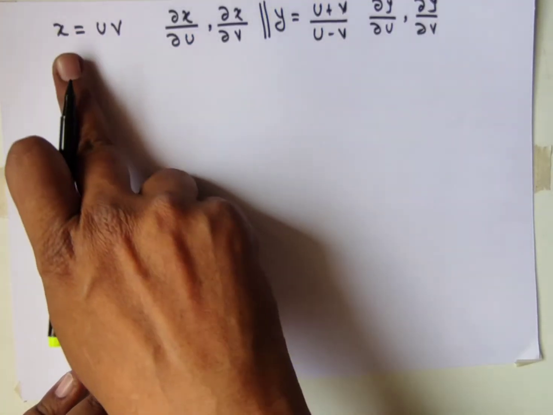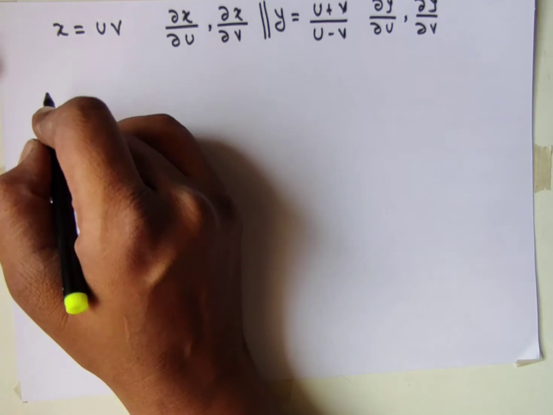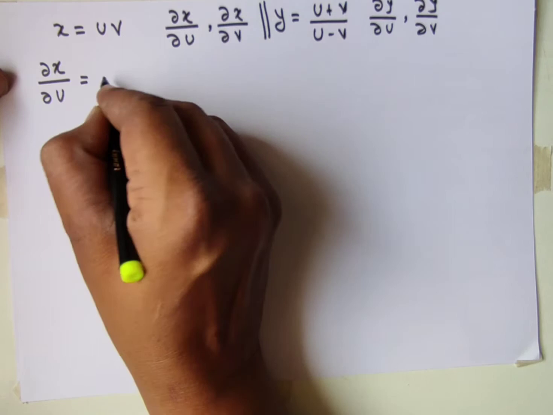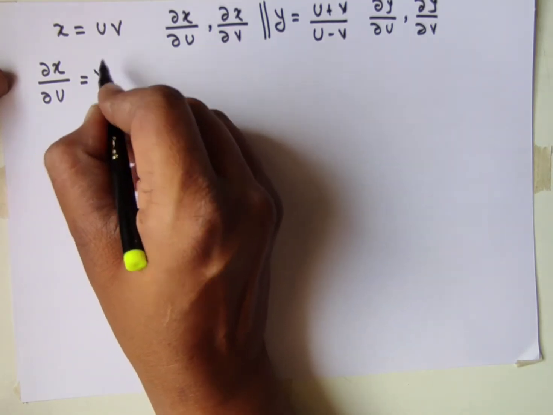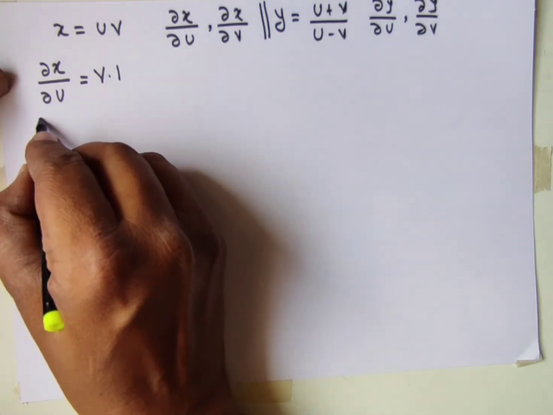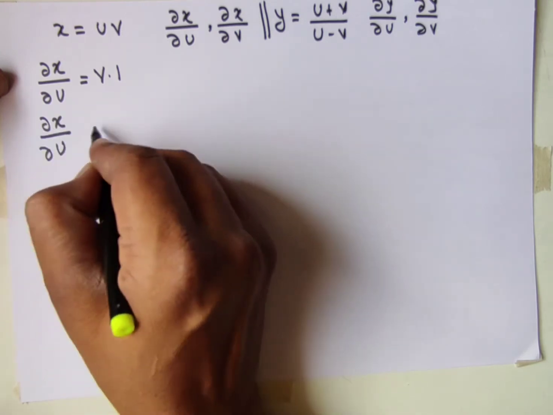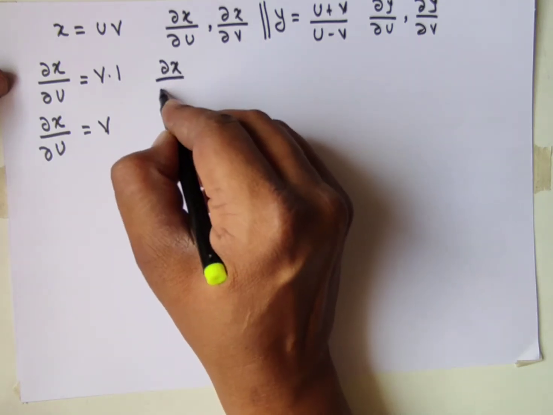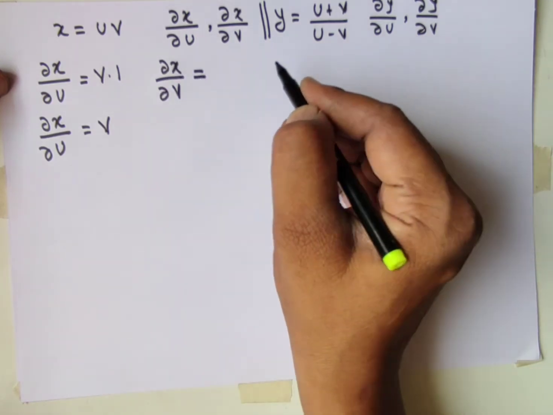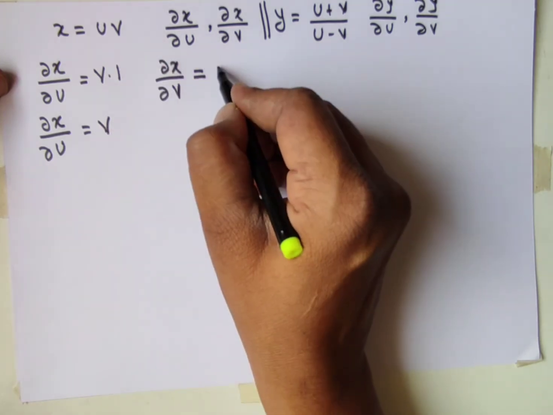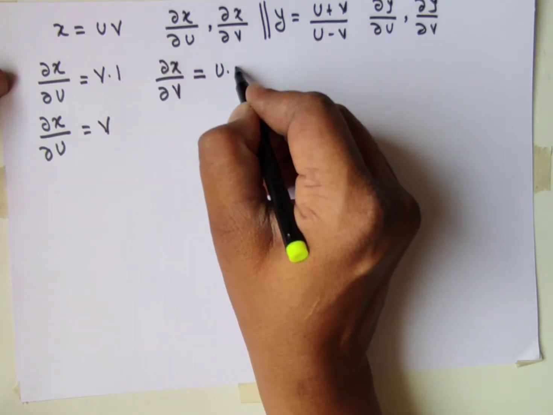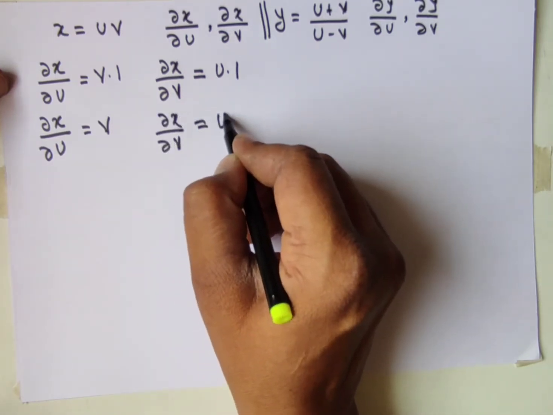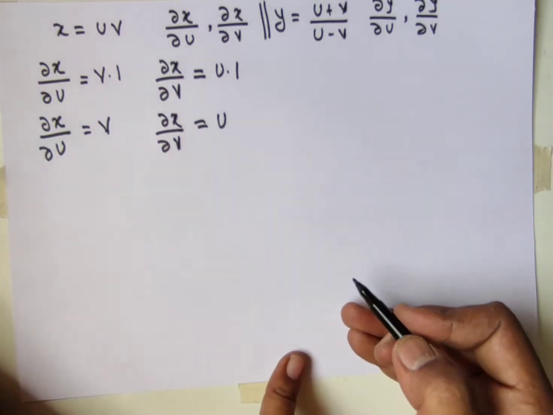Now we have the value of x and we need to find these two values. So ∂x upon ∂u is equal to, we take v outside and the derivative of u is 1, so ∂x upon ∂u is equal to v. Similarly, ∂x upon ∂v is equal to, we take u as constant with respect to v and the derivative of v is 1, so ∂x upon ∂v is equal to u. Now we know the value of y.